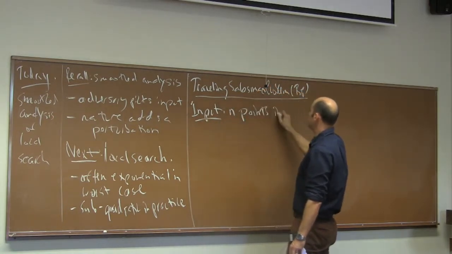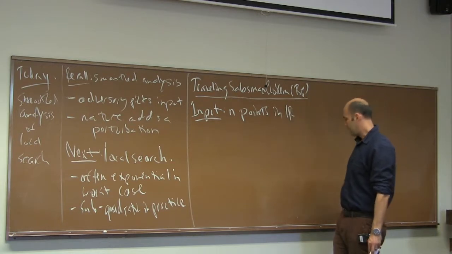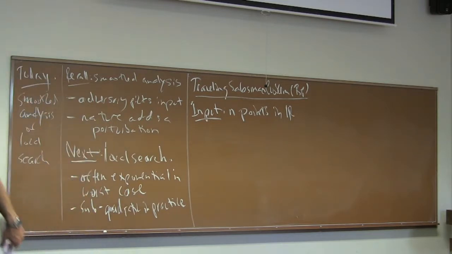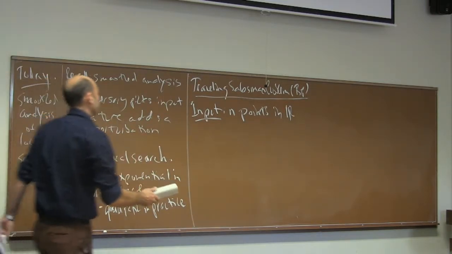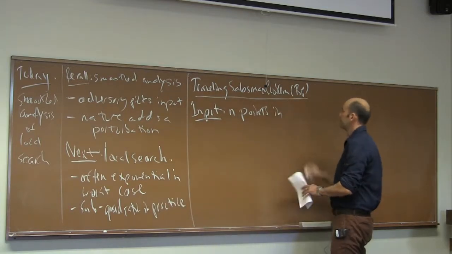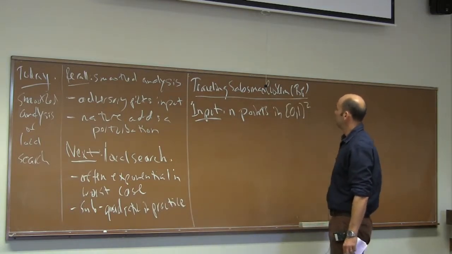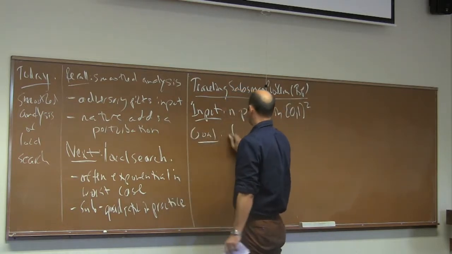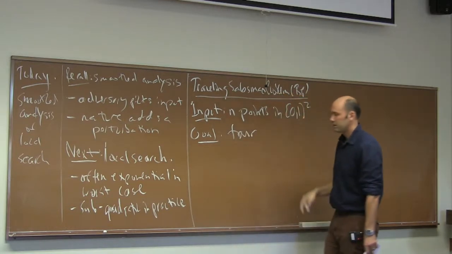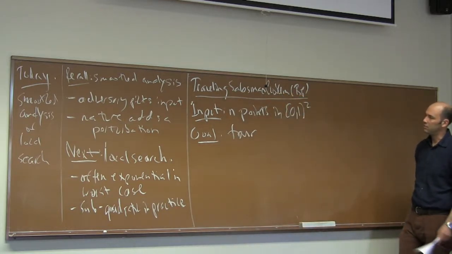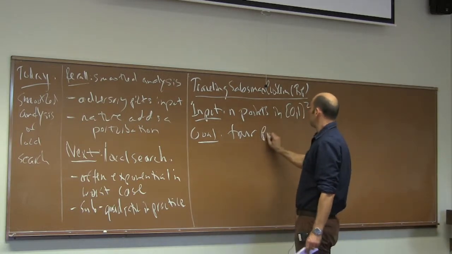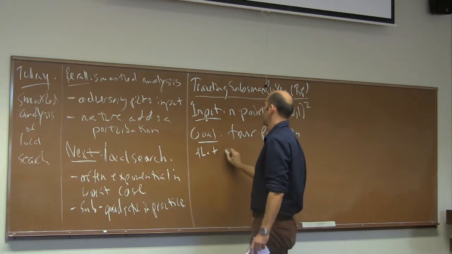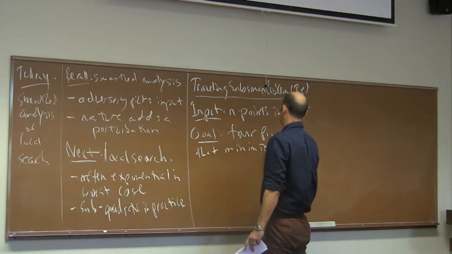So the input is n points in the plane. Actually, let's even say in the unit square, which is almost the same thing. Okay, so we're given n points in the unit square, and the goal is to compute a tour. So a path that closes back on itself that visits each point exactly once, so really an ordering of the points, that minimizes the total distance traveled.